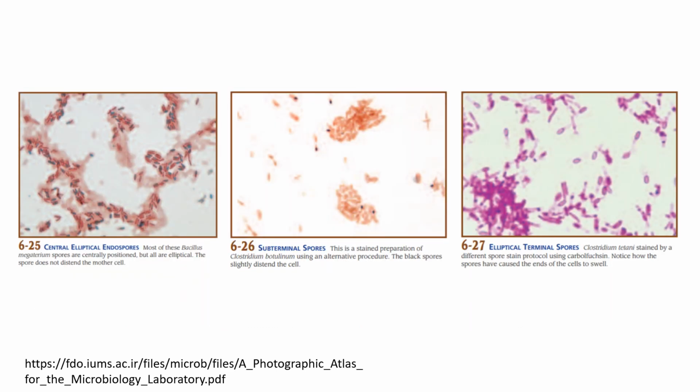Okay, and another thing here, most spores are found in the center, so therefore this endospore is central elliptical. Okay, and then we also have subterminal. Okay, like Clostridium botulinum for subterminal, and of course Bacillus megaterium has central. Okay, and here we have elliptical terminal, so you will notice it looks like it's pregnant at the end, with a bulge or swelling, so this is Clostridium tetani. Okay.